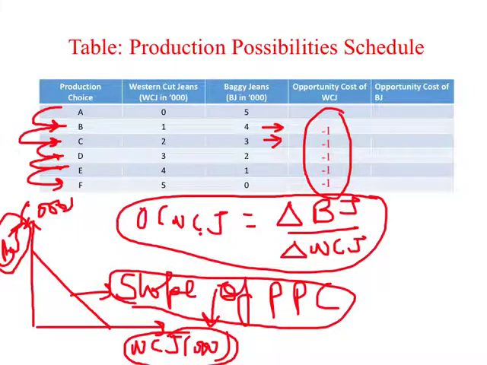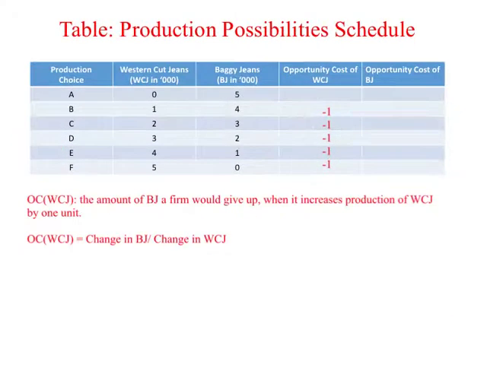And when do we have constant value of slope? When we are looking at a straight line. So in terms of this particular example, what we have is a straight line PPC, and what does it represent? It represents constant opportunity cost.